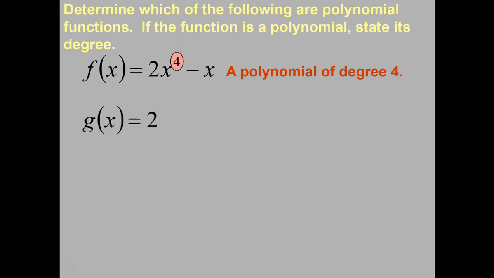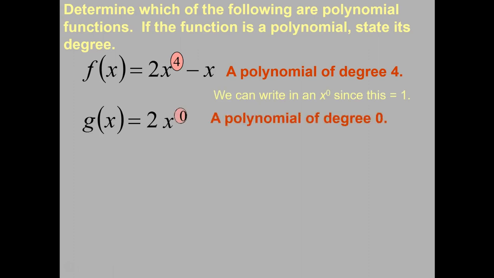Now you might think this doesn't have any x's in it. How can it be a polynomial? But it actually is a polynomial. We can write this as 2x to the 0. So this is actually a polynomial of degree 0, which is not a very interesting polynomial, to be honest.